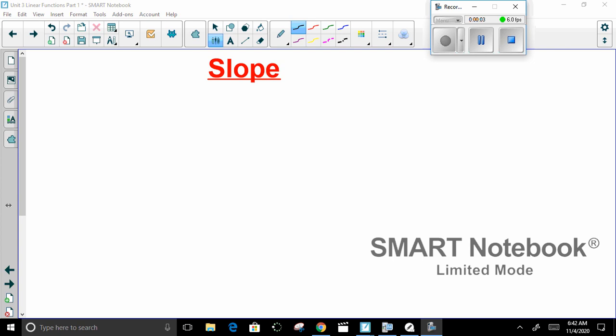Today we're going to refresh a little bit of slope from what you did on Monday and add a little bit more, looking at slope from a table today. So don't forget that slope is the steepness of a line.